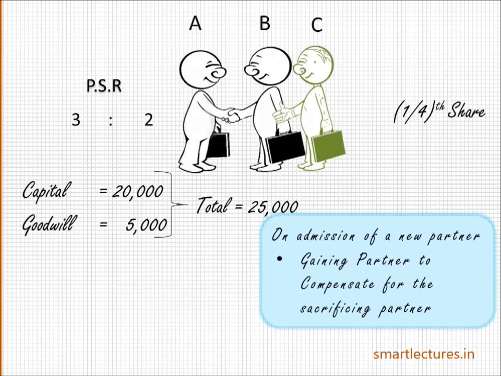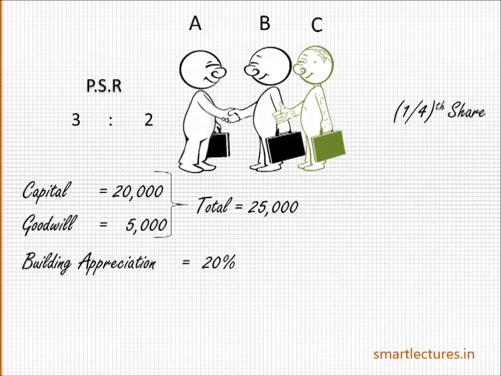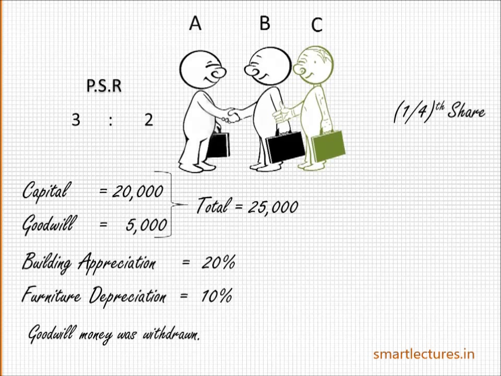And when the new partner was admitted, it was decided to appreciate the building by 20% and depreciate the furniture by 10%. And the goodwill money was withdrawn. So this is the question and we have to solve it.